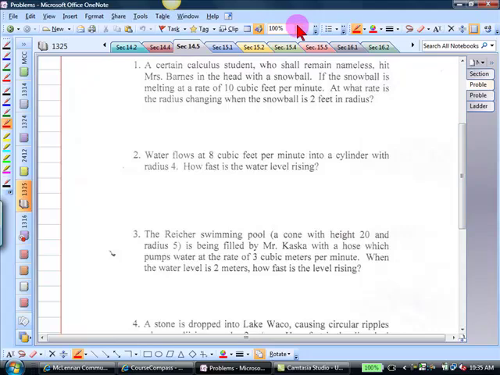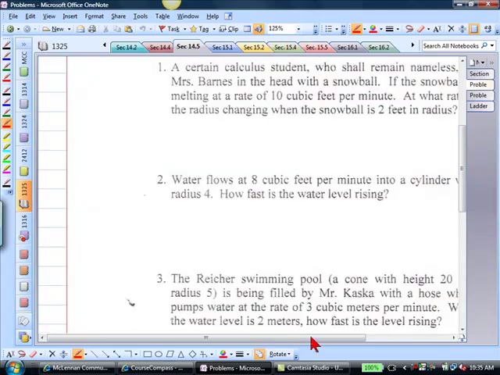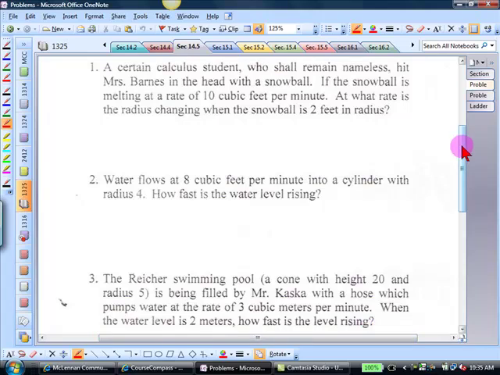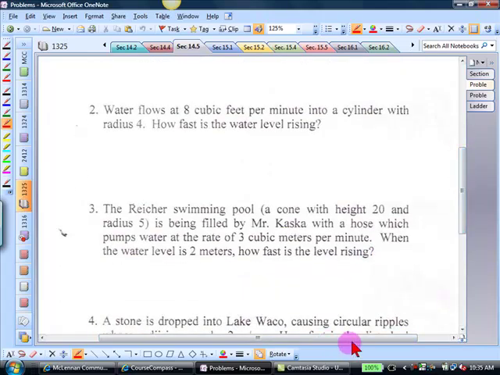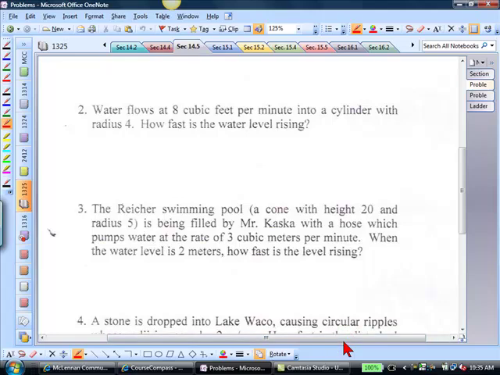All right, number 3. And you have to remember that these are problems that I created when I was teaching at Rikers. So, yeah. Some people will know the reference there and some will not. All right, the Rikers swimming pool. We didn't have one, but a cone. And you really don't have cones for swimming pools. A cone with height of 20 and radius 5 is being filled by Mr. Koska with a hose which pumps water at the rate of 3 cubic meters per minute. When the water level is 2 meters, how fast is the level rising?